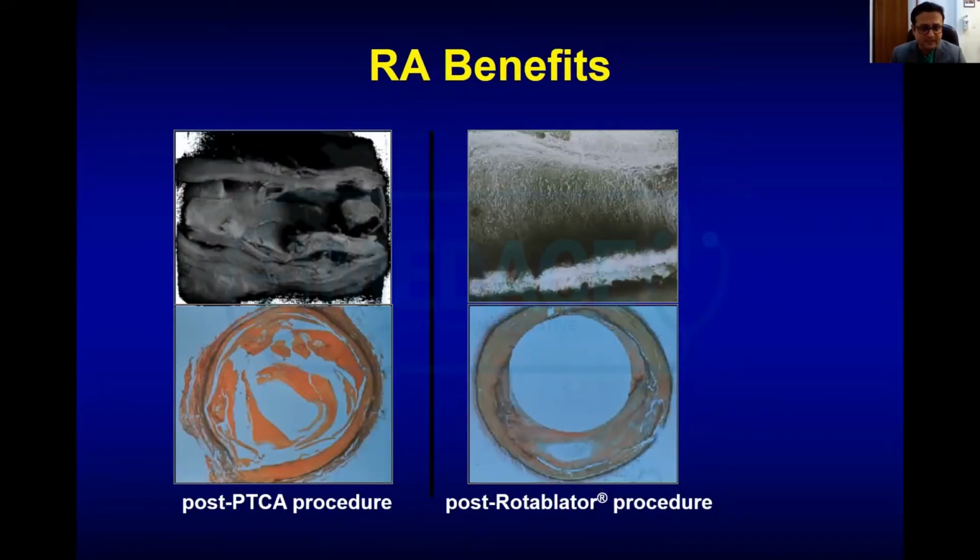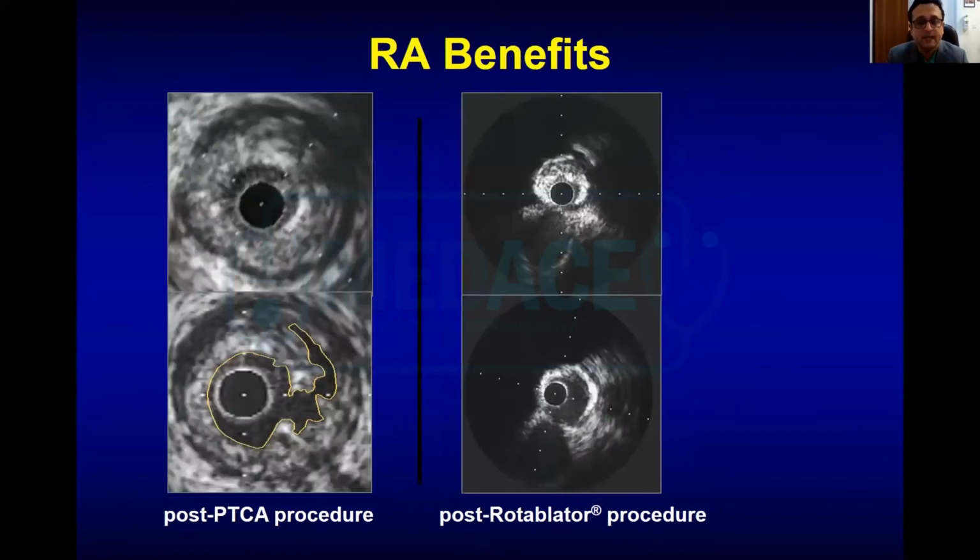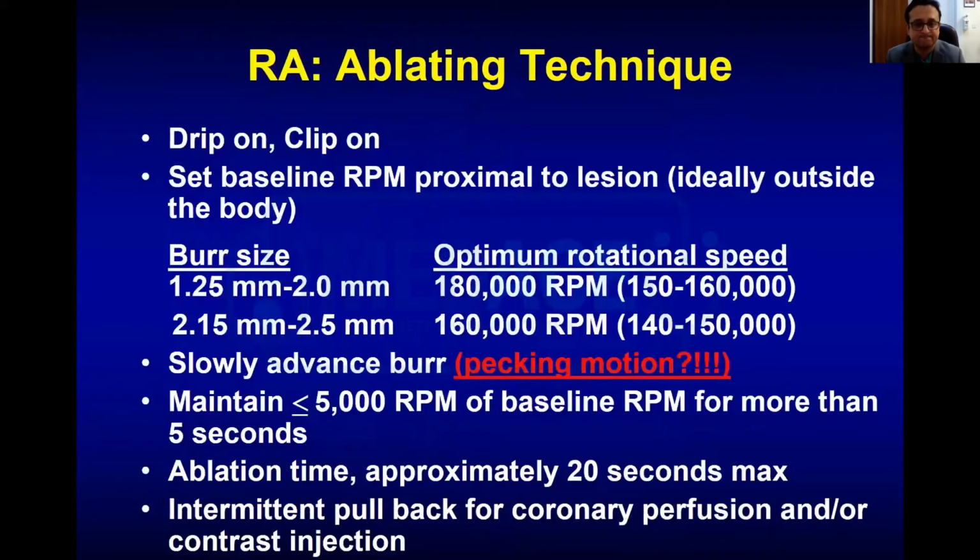This is just an example. If you're just using a simple PTCA balloon, you will get this irregular sort of deformed lumen at the end of it, whereas with rotablation you get a very nicely trimmed out lumen, which looks pretty ideal for stent placement. This is just the IVUS data showing the same.